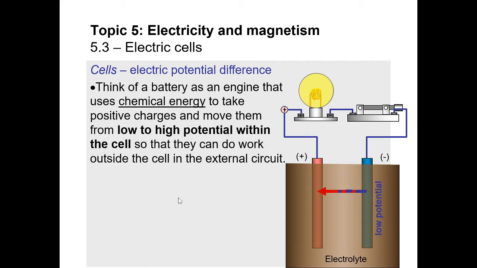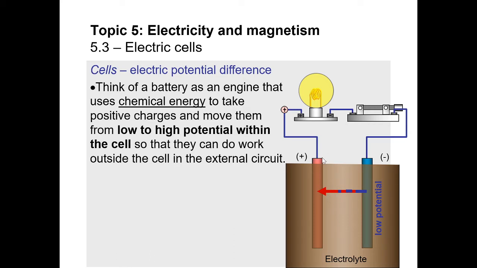All right, so what is a battery at the end of the day? Well, think of it like an engine. You need an engine to run your car, and you need an engine to run any other type of electrical circuit. It uses chemical potential energy to take positive charges, unfortunately based on Ben Franklin's analysis, positive charges, and move them from low to high potential within the cell so they can do work.